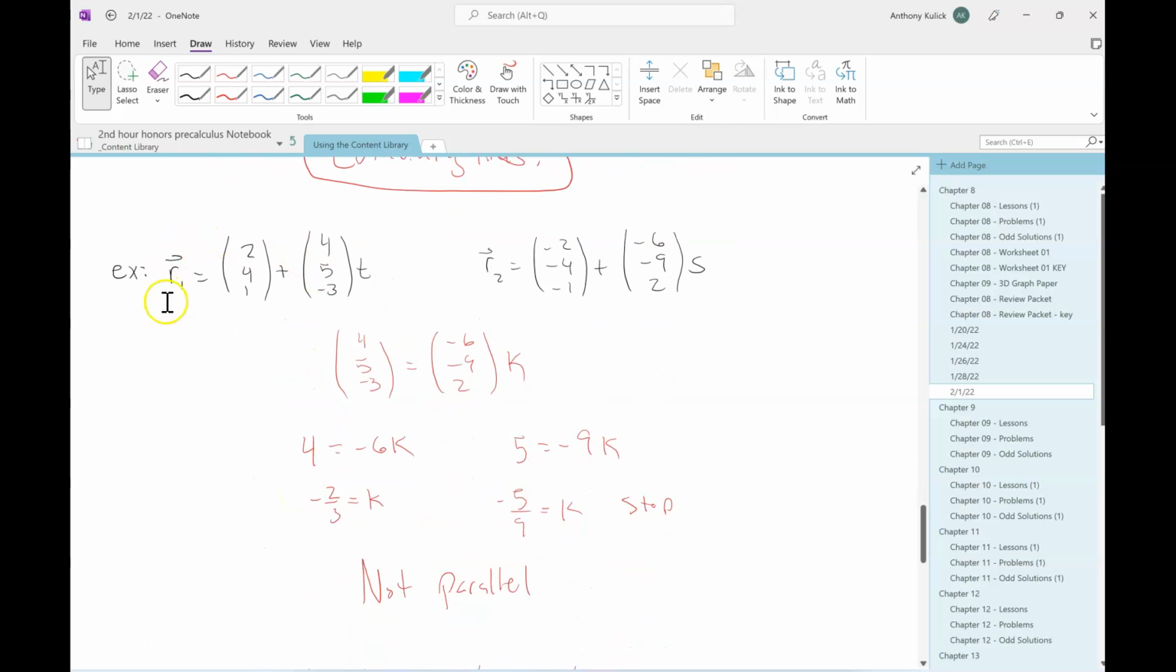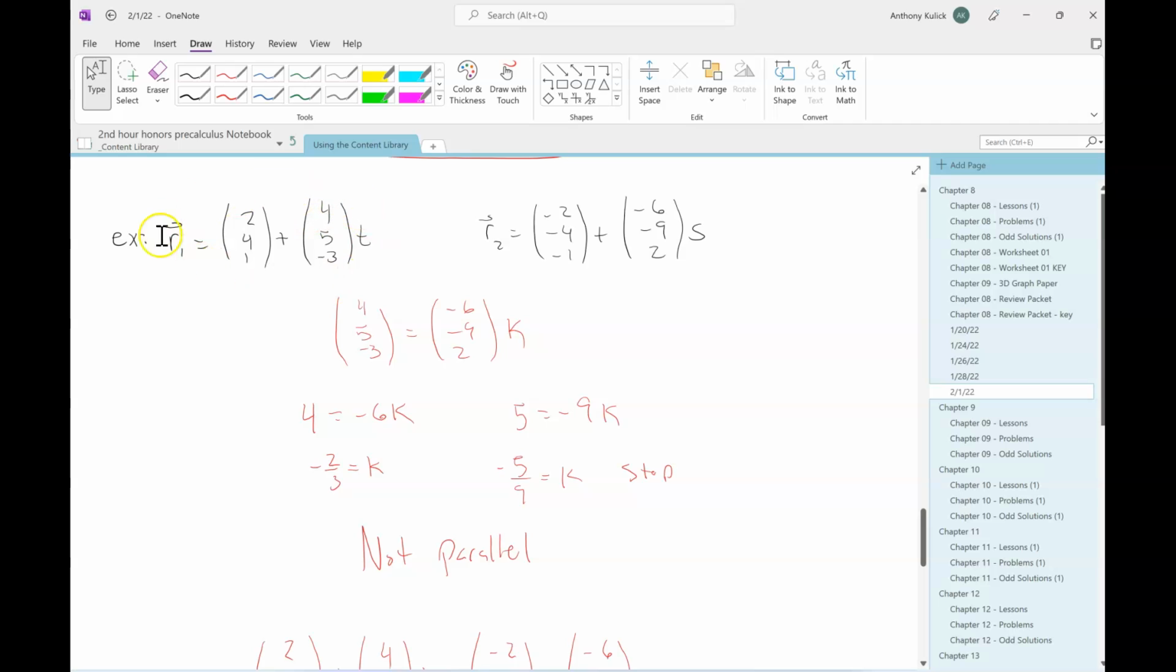Okay. So my next example has the same thing here. So two lines. First thing I want to do is to check to see if the direction vectors are scalar multiples. So I just see, okay, is there some value of k that I can multiply the direction vector (-6, -9, 2) by and get the direction vector (4, 5, -3).